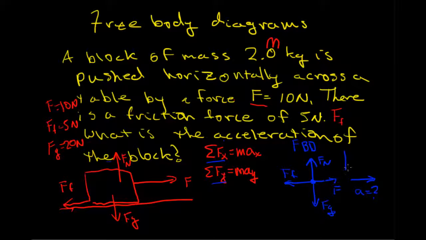And so in this problem, I would just use a standard coordinate system where the horizontal is my x, and the vertical is my y. That allows me to say, oh, my x direction forces in Newton's second law are the force of friction and the push force, and my y direction forces are the normal force and the force of gravity. And this is what allows me to then start plugging in and determining the acceleration of this object.